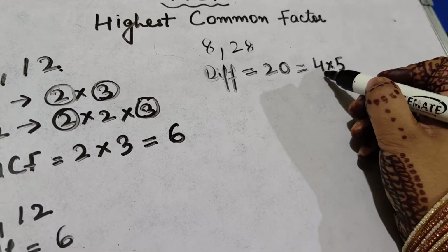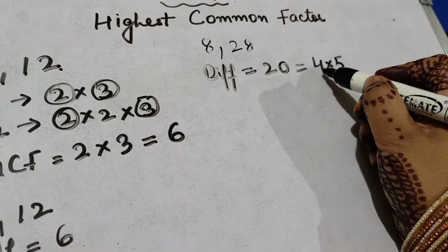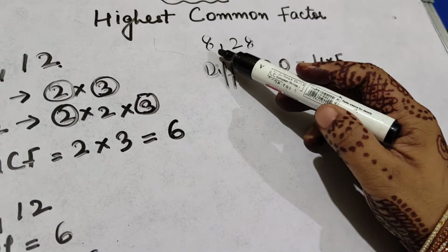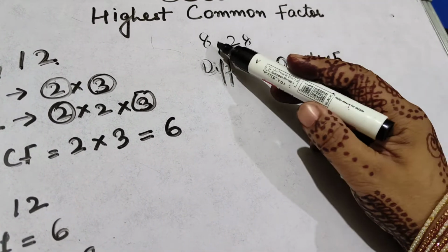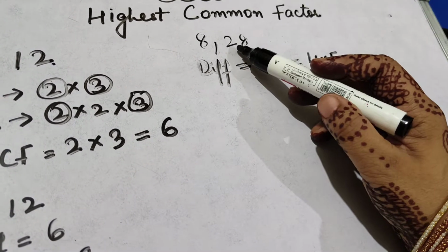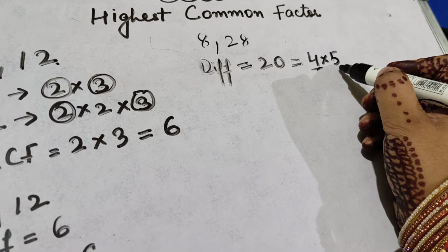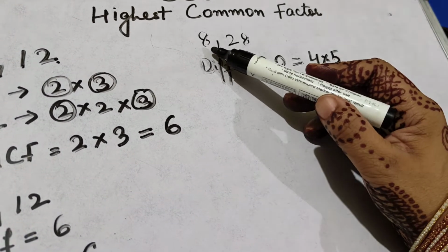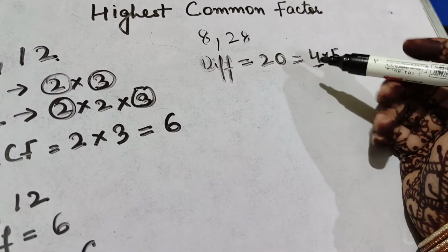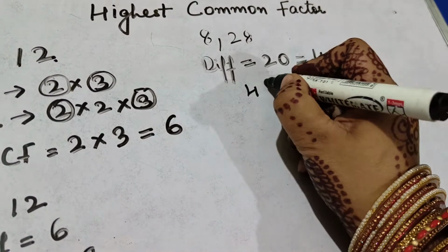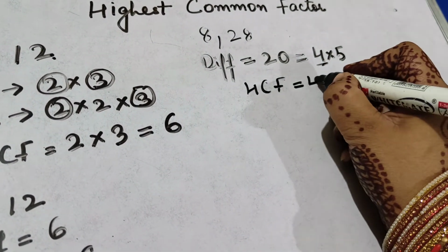Now we check whether 4 is in the table of 8. Yes, it is divisible by 8. Yes, it is in the table of 8, and again in the table of 28. Then we have to check for 5. 5 is not in the table of 8, and it's not in the table of 28. So it means the HCF is 4, right?